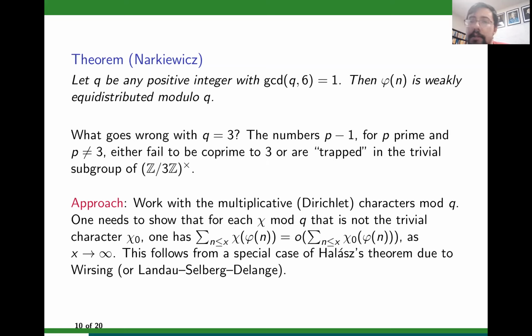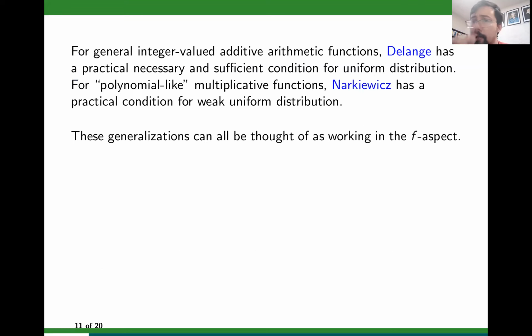Okay, and Narkiewicz did this. This follows from what would now be thought of as a special case of Pollack's theorem about mean values of multiplicative functions, though he was able to get away using an earlier result due to Wirsing. Okay, so all of this has been a summary of past results. I want to move on now to the purpose of this talk.